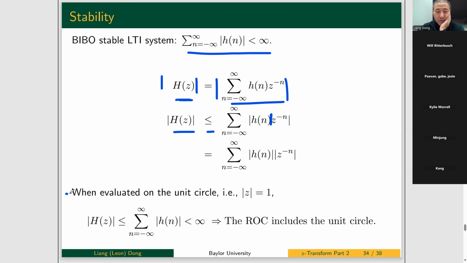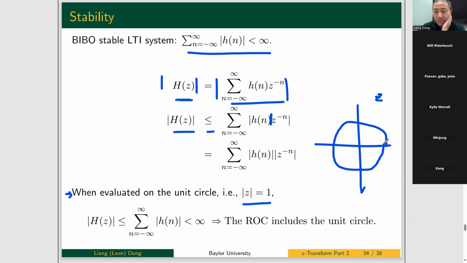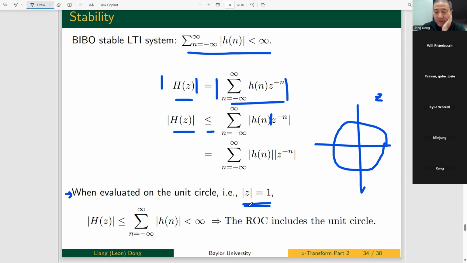So the next part, this one is the tricky part. When I evaluate the Z transform on the unit circle, which means the absolute value of Z equals 1. Now, this is my Z plane. I'm not going to get all the complex variable Z. I only need to concentrate on the unit circle, which has magnitude 1. So I'm only going to check all these Z's on the unit circle.